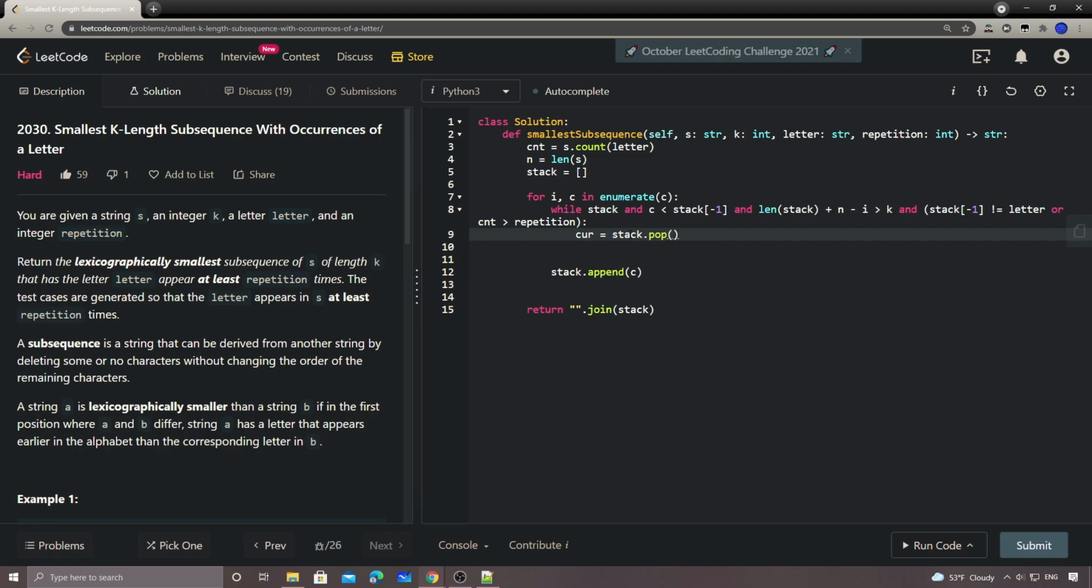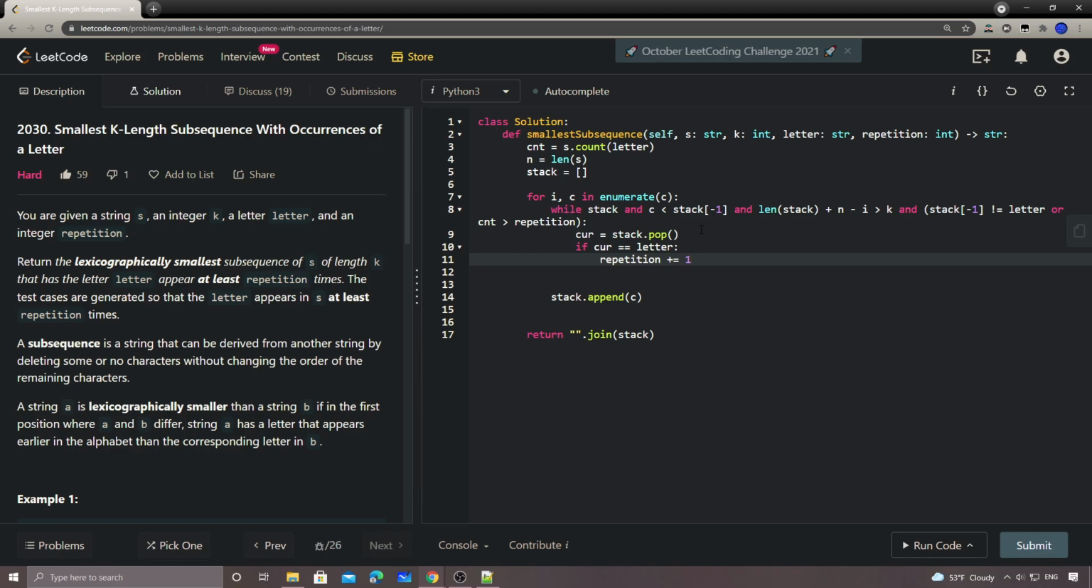Okay, cool. After that, we pop this one out, right? So if the current one is equal to the letter, it means that we need to increase the repetition by 1. This repetition means how many repetitions we still need to build, and this count means how many of these letters are left. Since we pop this one letter out from the stack, we need to increase the repetition that we need to build. Okay.